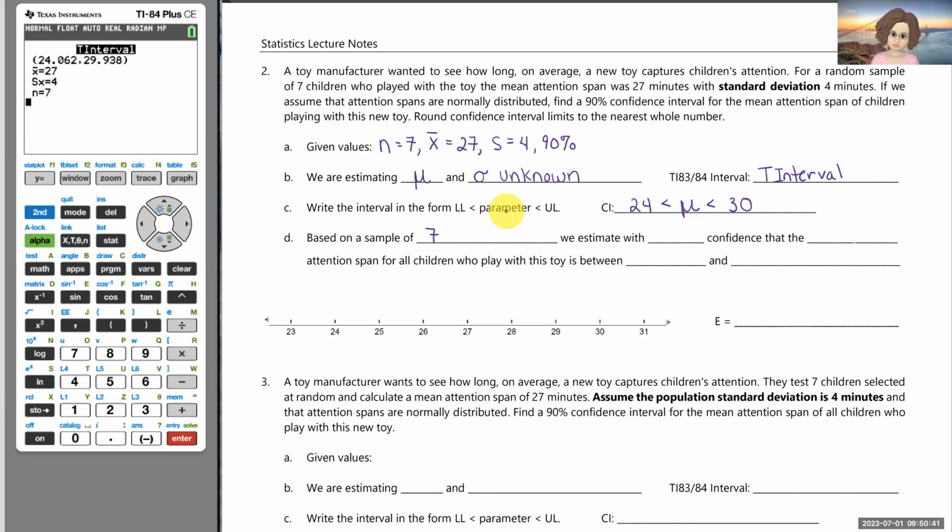All right, so based on a sample of 7 children, we estimate with 90% confidence that the true mean attention span, or we could say population mean, either of those is fine. So for all children, based on these 7, we are estimating that for all children the mean is somewhere between 24 and 30 minutes.